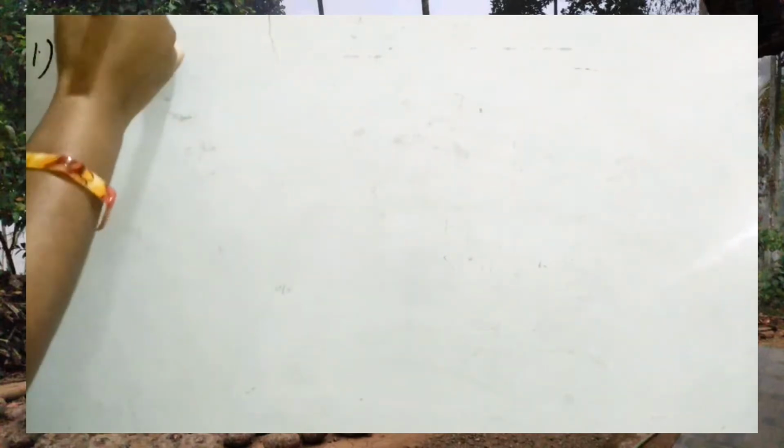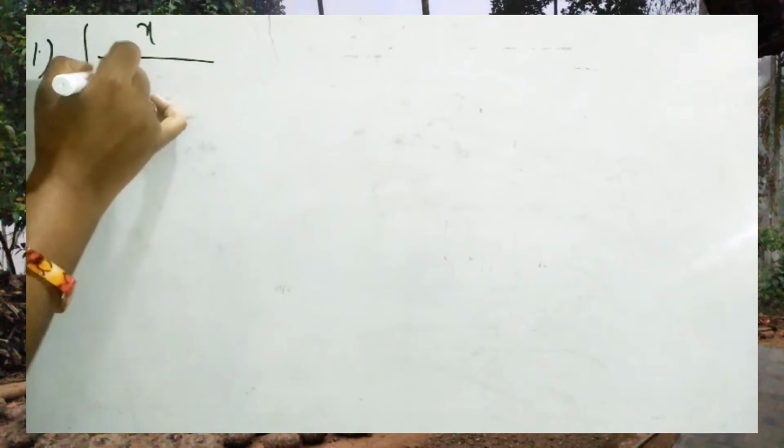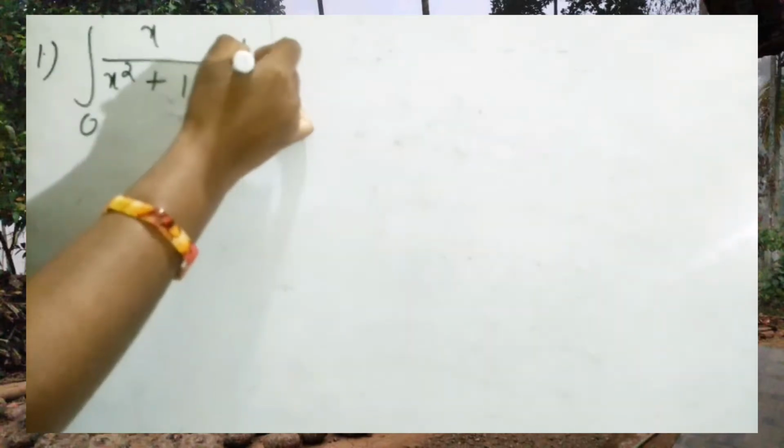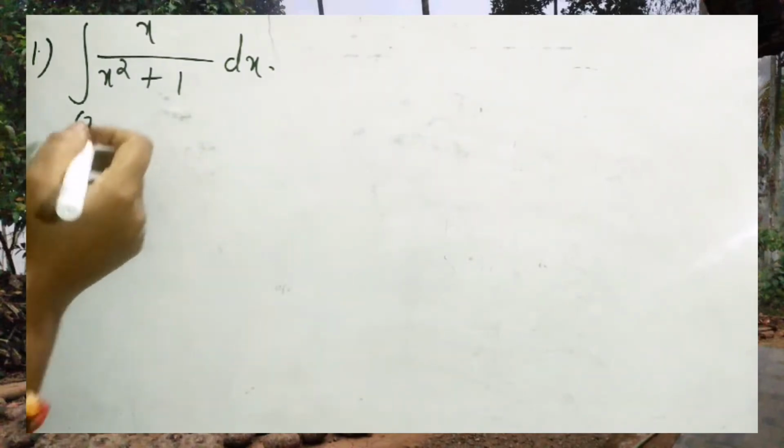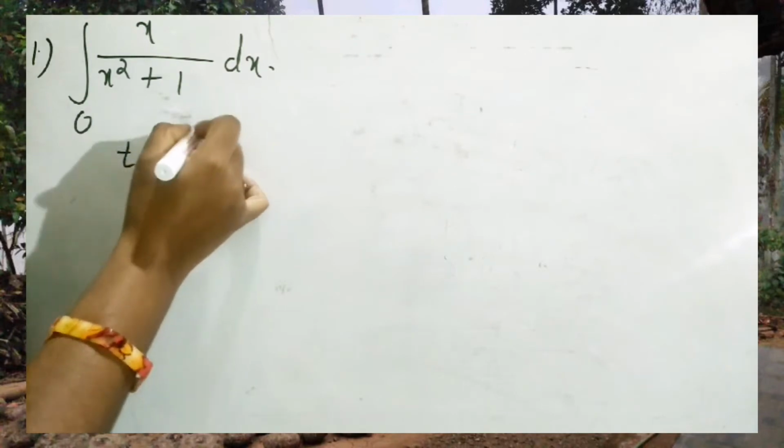Today we are going to discuss exercise 7.10, that is integration by using substitution. Okay. So the first question: integral 0 to 1 x divided by x square plus 1 dx. In this, we are going to put t equal to x square plus 1.